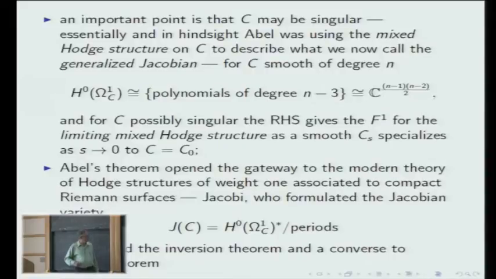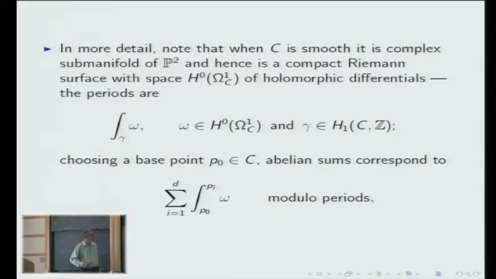Okay. So Abel's theorem opened the gateway to the modern theory of Hodge structures. Jacobi formulated the Jacobian variety by taking, for a smooth curve, the dual space of the differentials modulo periods, and proved the inversion theorem, which I'm not going to recall here. Well, I guess I will recall it actually.